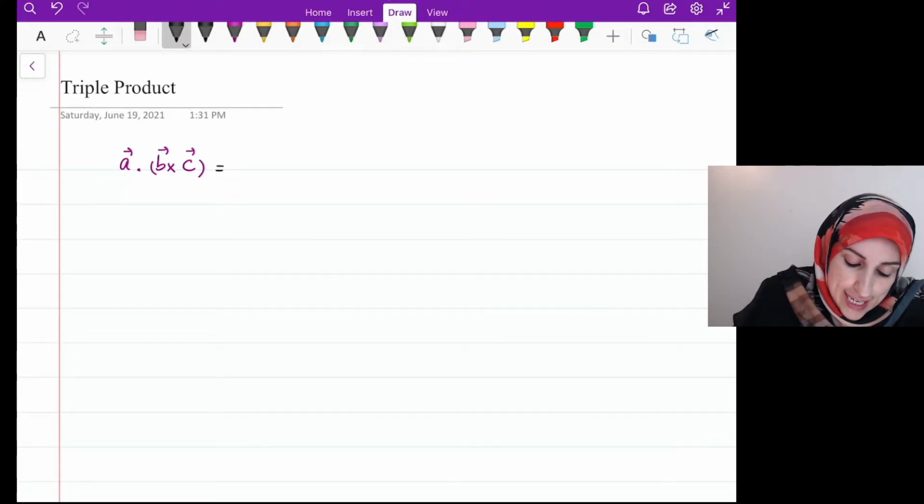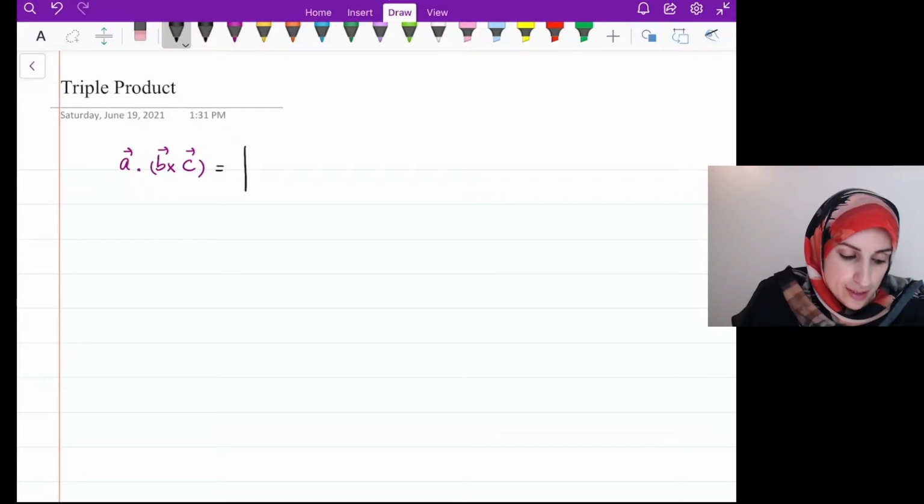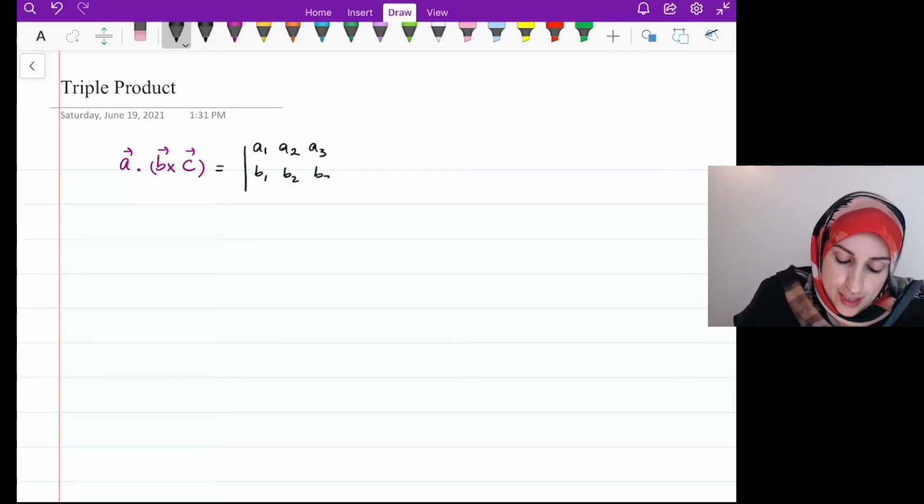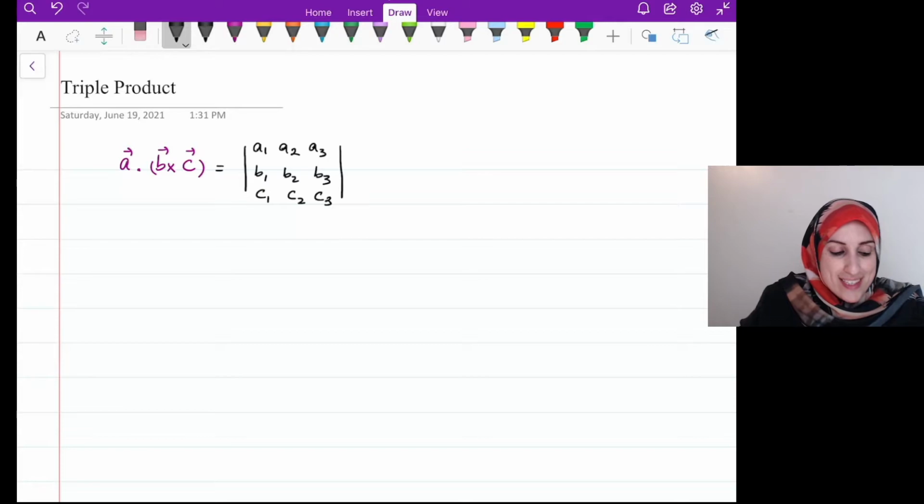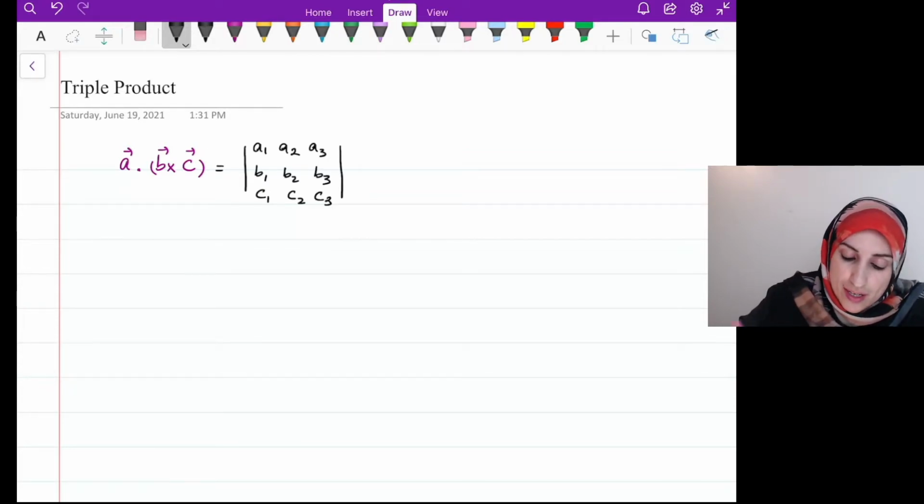We're going to say that it's the determinant of, I'm going to put the components of A on the first row, the components of B on the second row, and the components of C on the third row. And we're going to say that this is actually the volume of a parallelepiped.